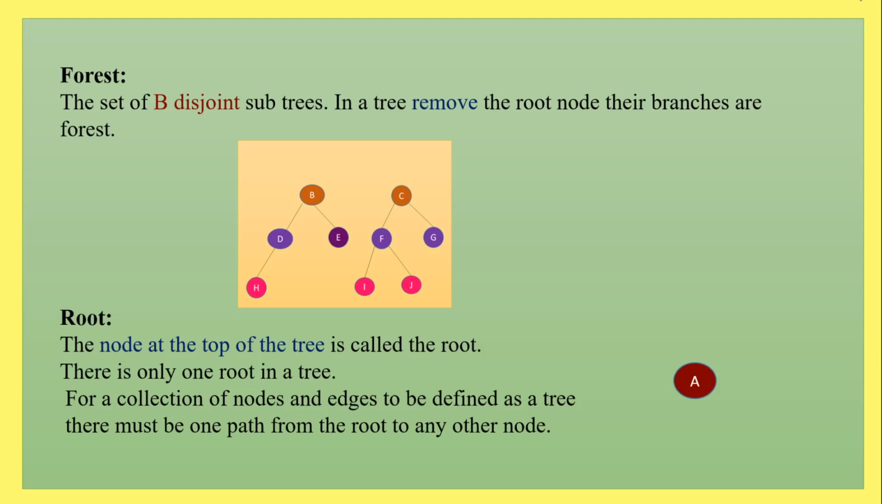Root. The node at the top of the tree is called the root. How many root nodes can be created in a tree? Only 1. For a collection of nodes and edges to be defined as a tree, there must be one path from the root to any other node.